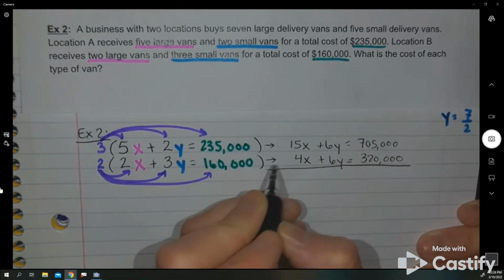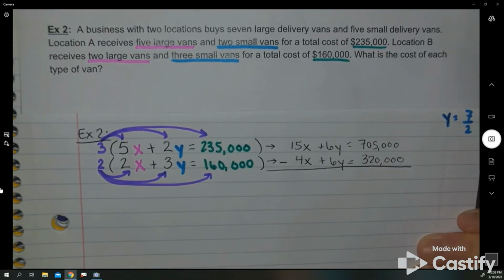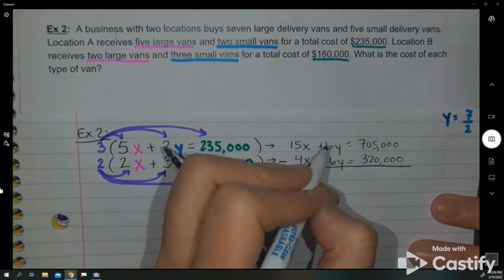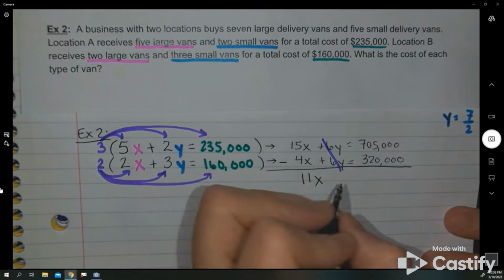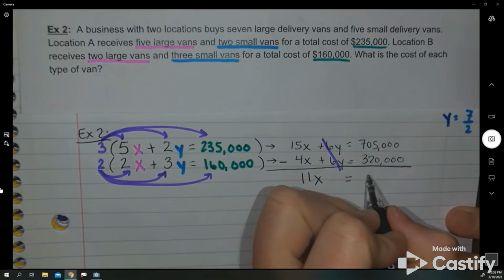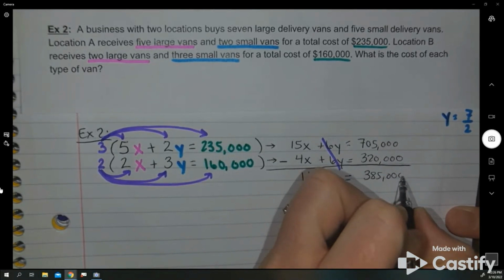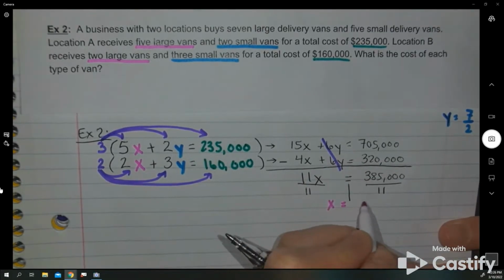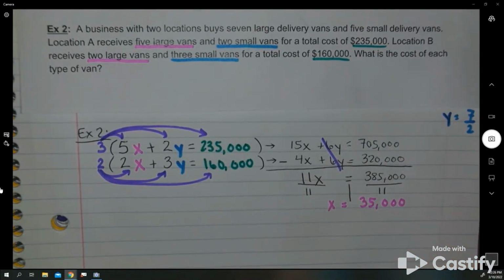Like I mentioned before, this time I'm going to use subtraction. So I'm going to subtract those 2 equations, top to bottom. 15x minus 4x gives us 11x. My 6y minus 6y makes 0. 705,000 minus 320,000 leaves us with 385,000. In order to get x, we have to divide the last thing by 11. And we find out that x equals 35,000.